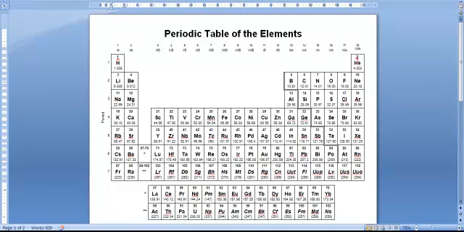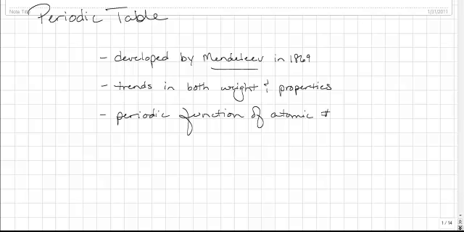Helium has an atomic number of 2, lithium 3, beryllium 4. So 1 proton, 2 protons, 3, 4, 5, 6, 7, 8, 9. So we're increasing our elements based on the number of protons or the atomic number. Again, Mendeleev wouldn't have known that, so he wouldn't have made that type of periodic function. Okay.